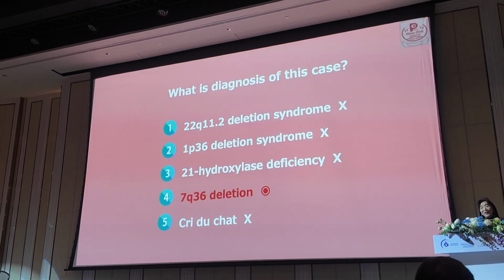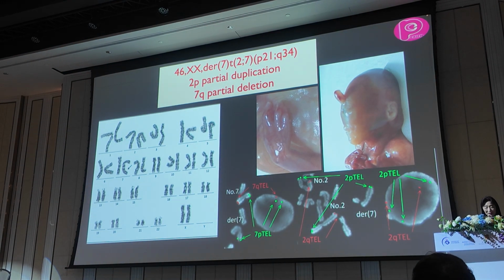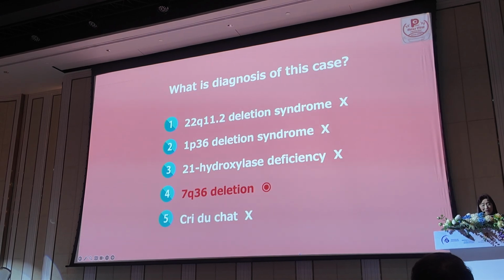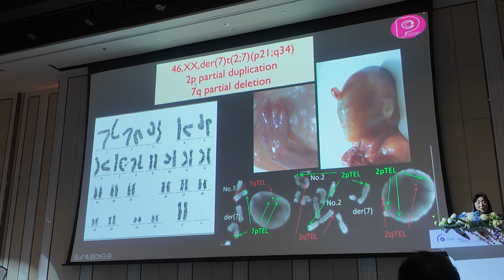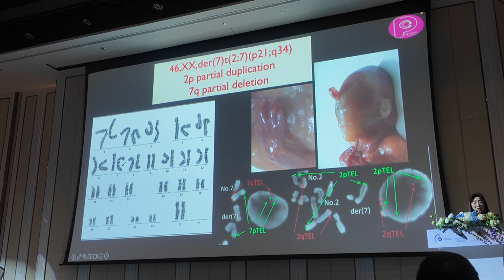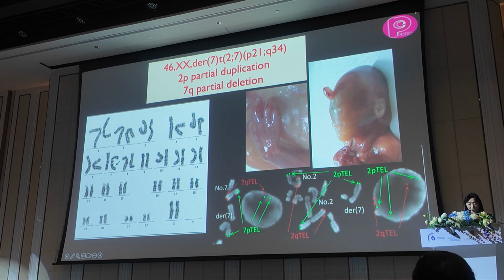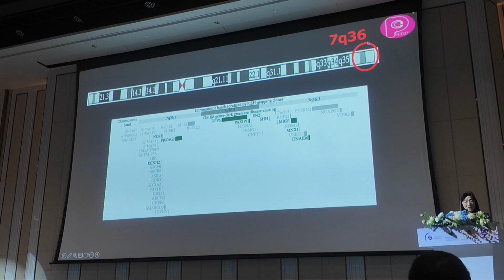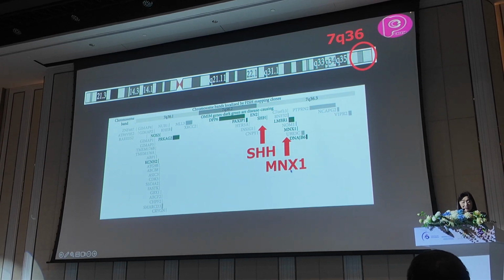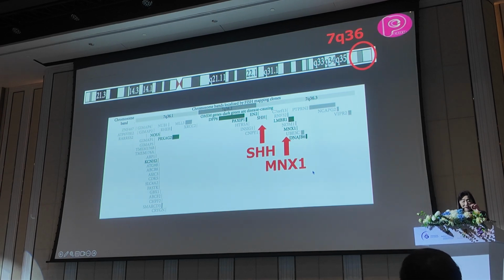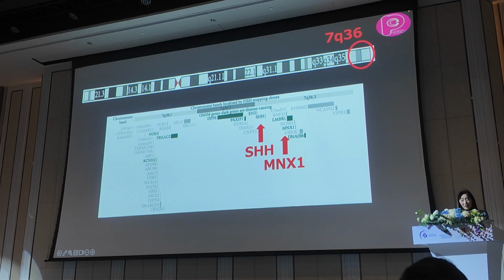Of course, she's the mother of genetics, right? Okay, so why is 7q36 deletion the answer? Because this is a case of 2p partial duplication and 7q partial deletion, and there is an unbalanced translocation, and here you can see 7q36 includes the sonic hedgehog and MNX1, the motor neuron and pancreas homeobox 1, which are protein coding genes.